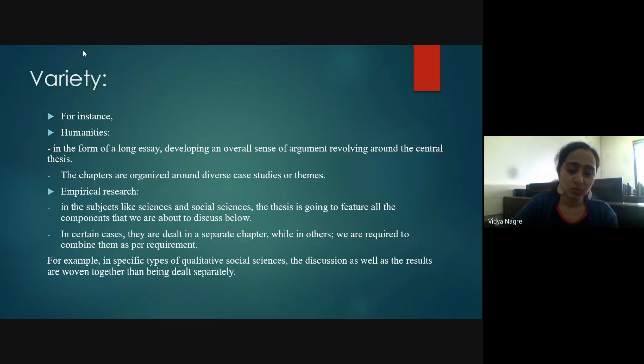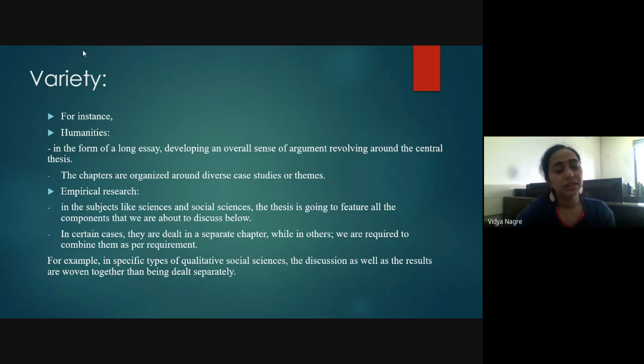As I told you, the design of a PhD thesis slightly changes according to the discipline. These are certain examples of how it varies. Let's say in humanities, it is in the form of a long essay, developing an overall sense of argument revolving around the central thesis. The chapters are organized around diverse case studies and themes in humanities. In empirical research, in subjects like sciences or social sciences, the thesis is going to feature all the components that we are going to discuss in the further slides also.